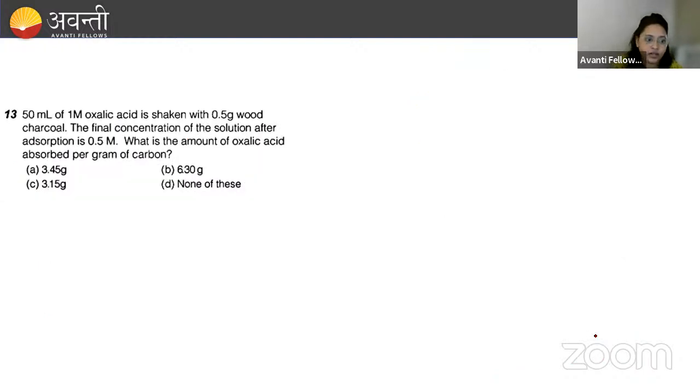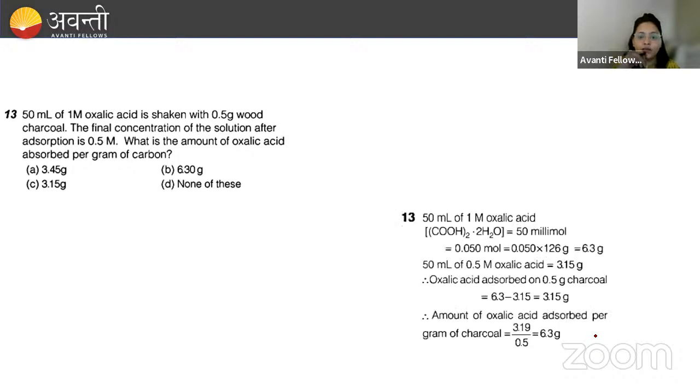Next, 15 ml of 1 molar oxalic acid is shaken with 0.5 gram wood charcoal. The final concentration of the solution after adsorption is 0.5. What is the amount of oxalic acid adsorbed per gram of carbon? So this is what we need to find out, how much amount of oxalic acid has been adsorbed by gram of carbon, that is charcoal.